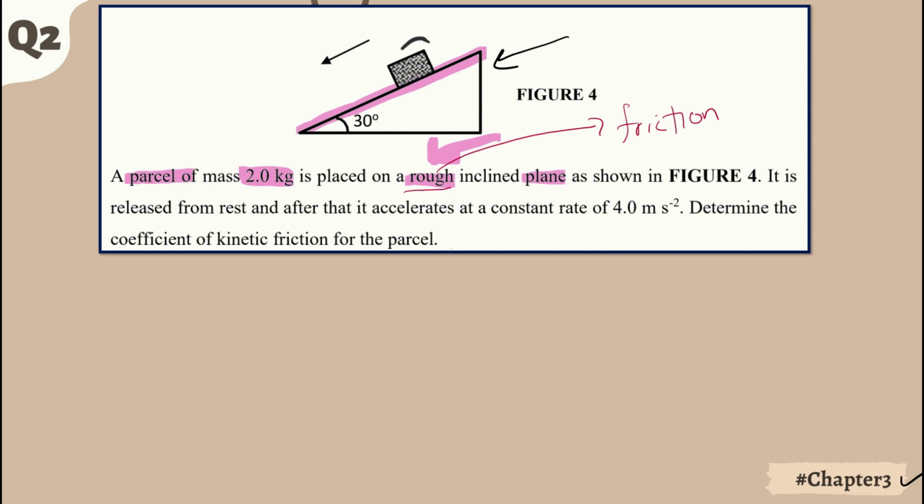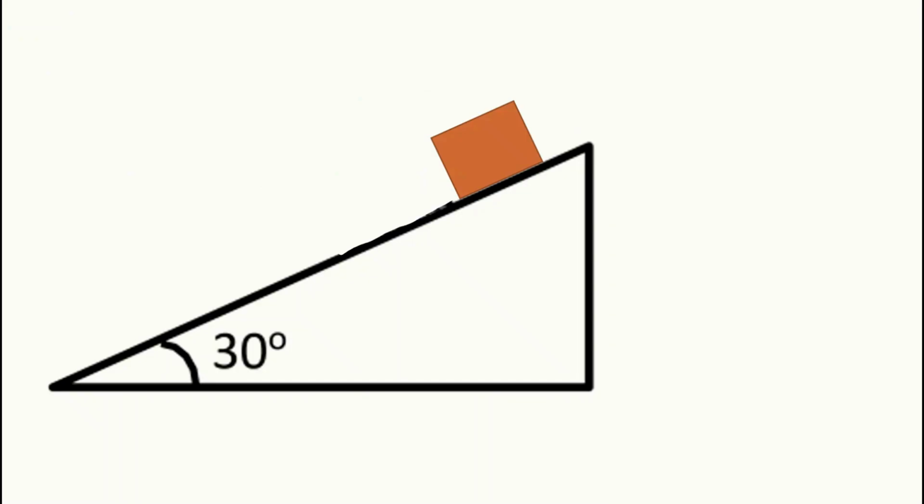It is released from rest and after that it accelerates at a constant rate of 4 meter per second squared. So this is basically our acceleration. We have the mass, and the question is to determine the coefficient of kinetic friction for the parcel. Mu, we want to find mu. To solve this problem, first we have to imagine that the parcel is moving down the plane.